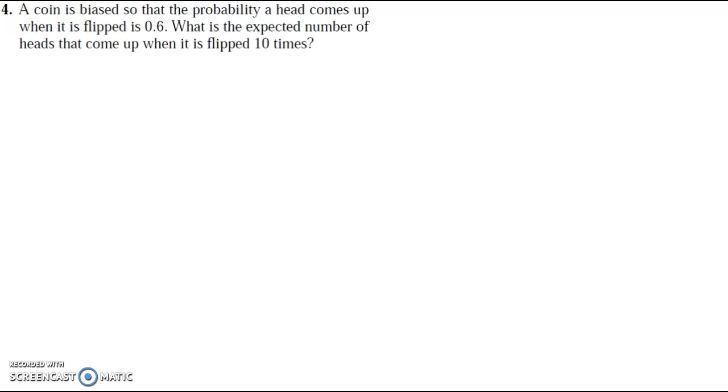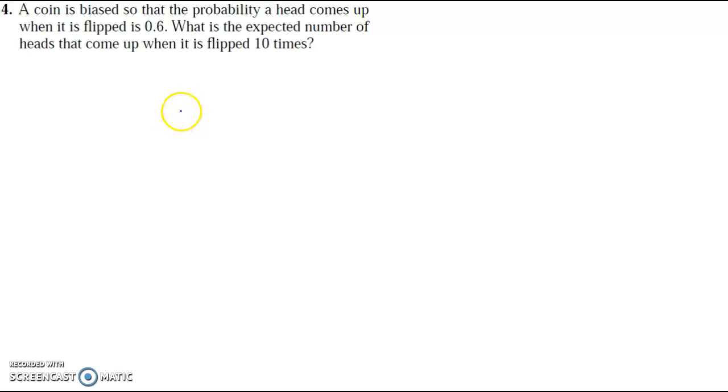Alright, so let's go on to the next problem, number 4. A coin is biased so that the probability of a head coming up when it is flipped is 0.6. What is the expected number of heads that come out when it is flipped 10 times?